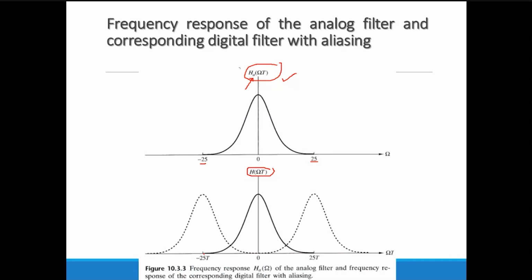Okay, so this is the frequency response of the analog filter and the corresponding digital filter with aliasing. Here H_a(omega by T) is nothing but the response of the analog filter, and similarly we write H(omega by T). Notice the notation a over here, which represents the analog filter. If I plot the response of the analog filter, it will be like this. The range is minus 25 to 25, and at the origin you get the peak value.